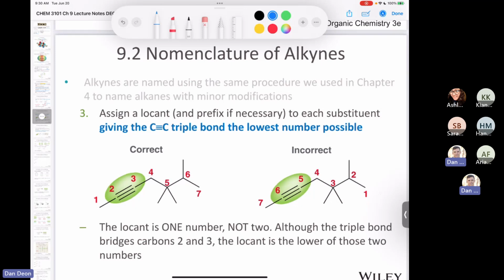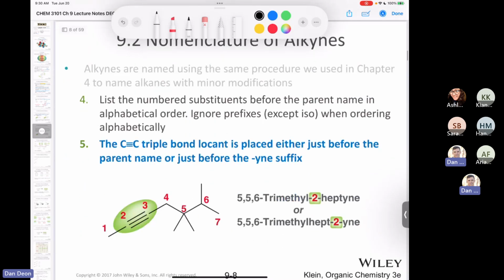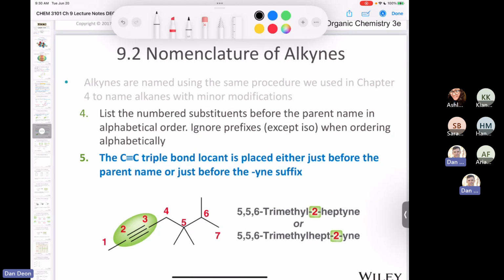So let's scribble it down here. This would be 5,5,6-trimethyl-2-heptyne. Or you could call it 5,5,6-trimethyl hept-2-ine. Either one, again, is perfectly fine. And you see the name shown over here, okay? So, of course, we list our substituents in alphabetical order, and students are usually very good at that.